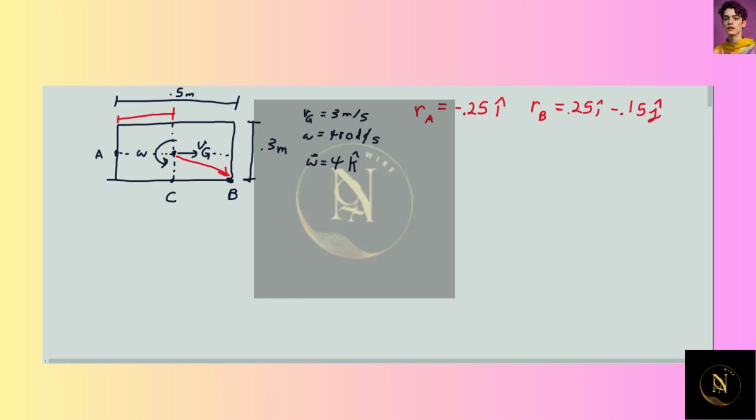We can write our velocity v_G as 3 i-hat meters per second because it's moving to the right. And of course, this is all with i-hat labeled as to the right and j-hat labeled as up. k-hat would then be out of the page.